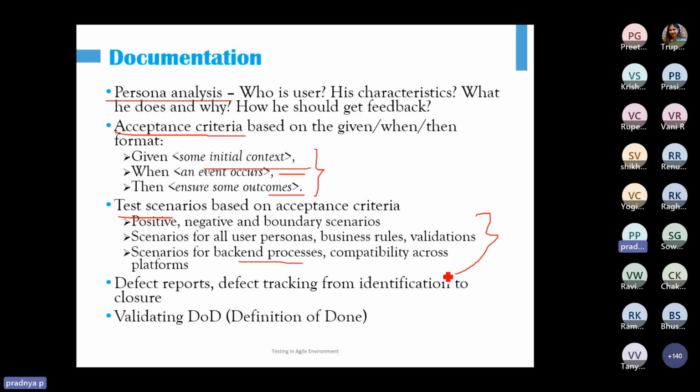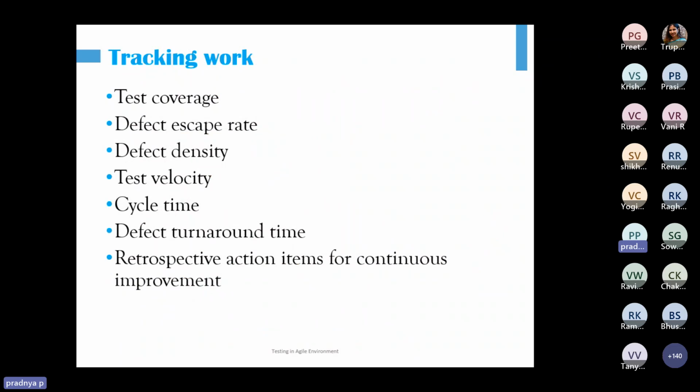Right? Defect reports, yes, are a very important document that we need to generate. Defect tracking needs to be done from identification to closure. We need to validate the definition of done. When can we say that this user story is done, right? And for that, the DOD needs to be identified. So the documentation will be a little different from the conventional project. It is always going to be lightweight documentation, right? We can track our work by checking: have we achieved the coverage?